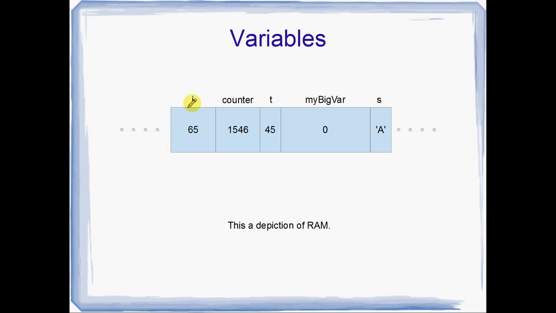So this variable just here is called I, and it has the value 65. The next one beside that is called counter, and it has the value of 1546. Then we've got T, which has the value 45. Another box called my big var, which has the value 0. And finally on the end I've drawn another one which has the value A, and I've called that S. So these 5 just here are variables in RAM. Just little boxes with values and names. Note that the boxes aren't the same size, so variables aren't necessarily the same size. Some of them are big, some of them are small.